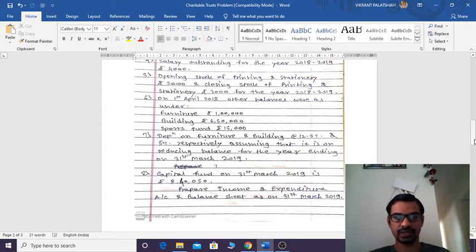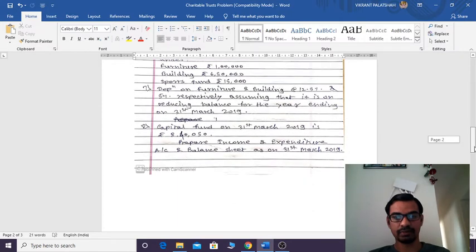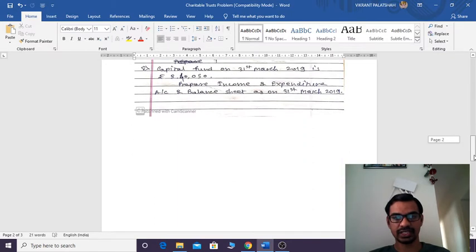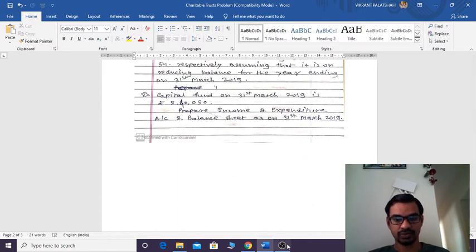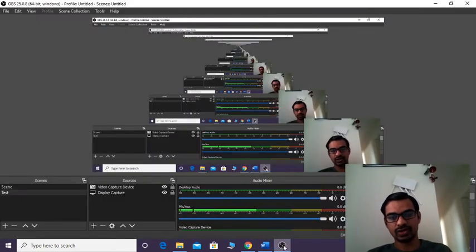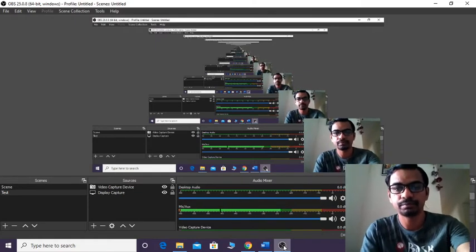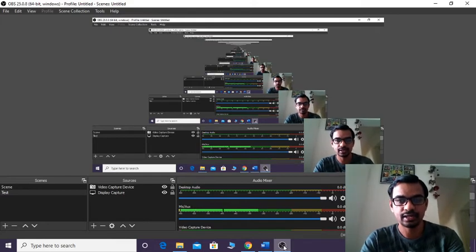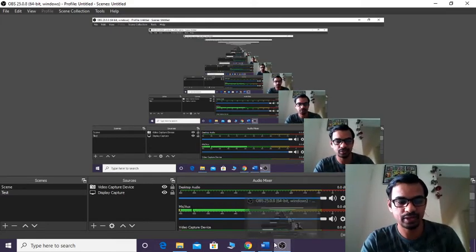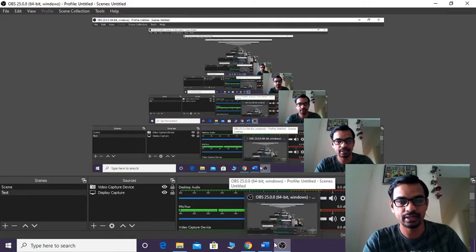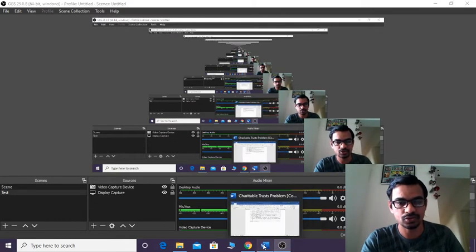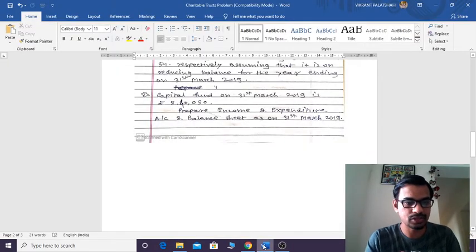And the last one, capital fund on 31st of March 2019 is rupees 8,40,050. From that, prepare the income and expenditure account and balance sheet as on 31st of March 2019. So in this way, it is the problem, and now we have to solve it. First of all, as per the information, we have to prepare the income and expenditure account. So let's begin the solution.